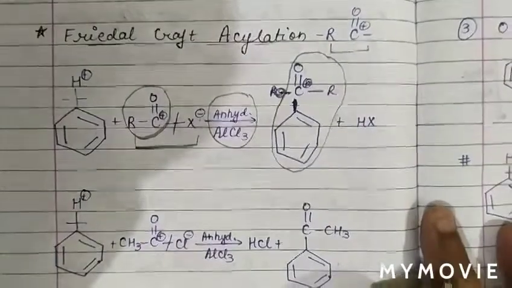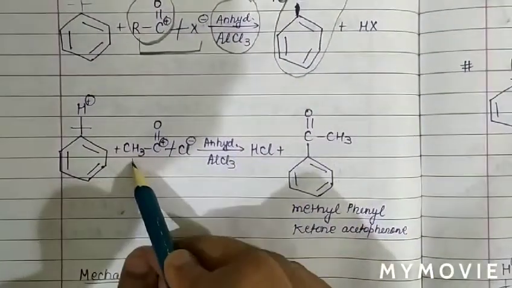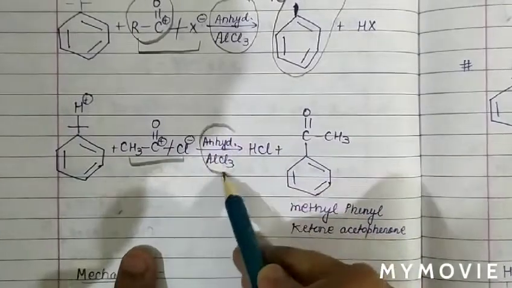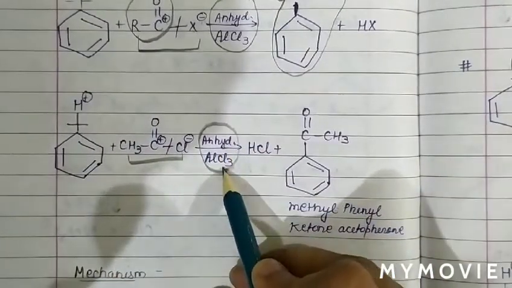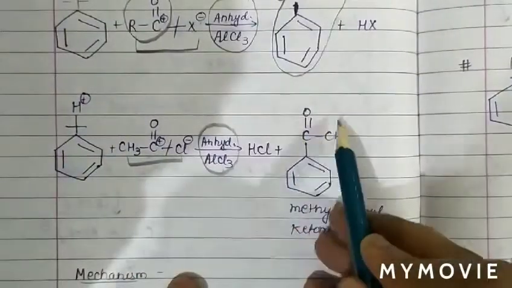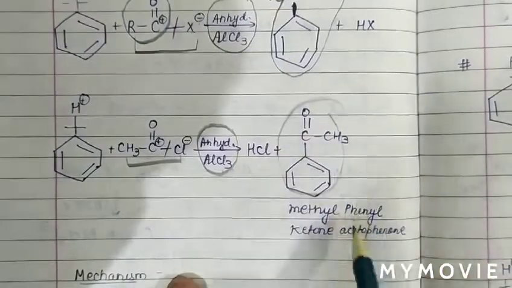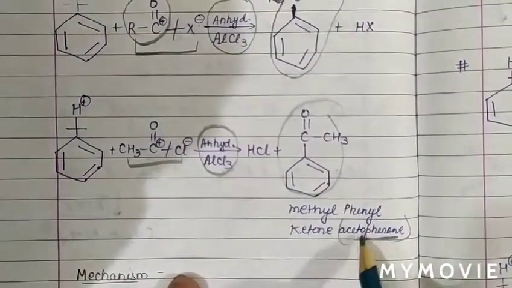Now see the mechanism of this reaction. For example, if we take benzene and CH3COCl, in presence of anhydrous AlCl3, which we use for the generation of the electrophile, the electrophile is generated. It attacks in place of hydrogen, so it forms methyl phenyl ketone, which we also call acetophenone. So the common name is acetophenone.